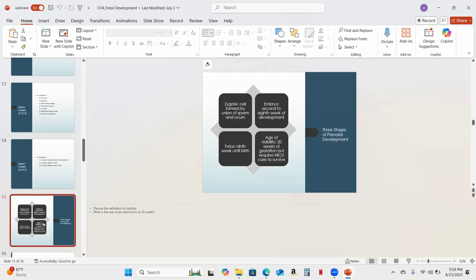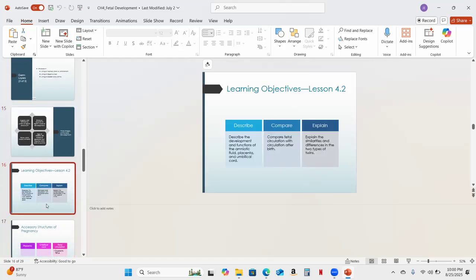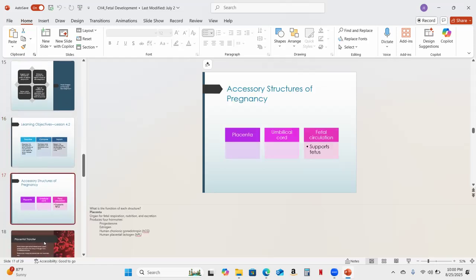So the 3 stages, so you have the zygote, that's the cell that's formed, the embryo, which is the 2nd to 8th week of development, and then so up to 2 months, and then the fetus, which is the 9 weeks till birth. And then of course, age of viability is 20 weeks now because of NICUs and all the technology that we have at our fingertips. Because I think it used to be 24 weeks.